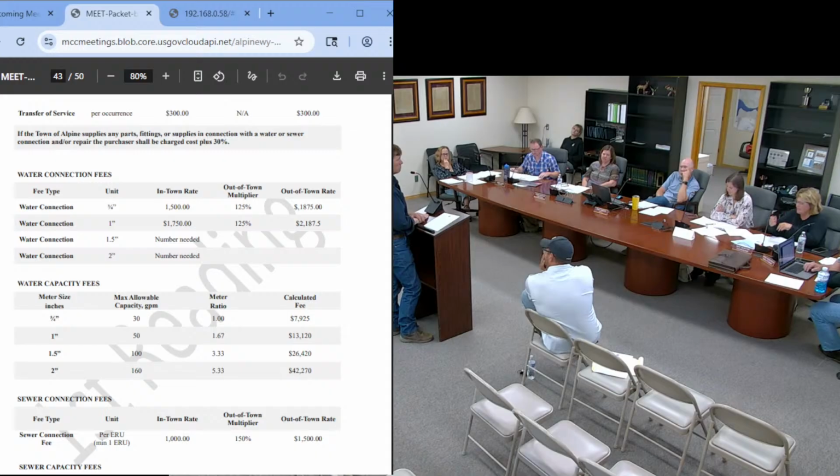And for me, we were just chatting, we're almost at 20,000 just in connection fees for a single-family home, plus permits, plus that. So it's a pretty hefty amount. It is.